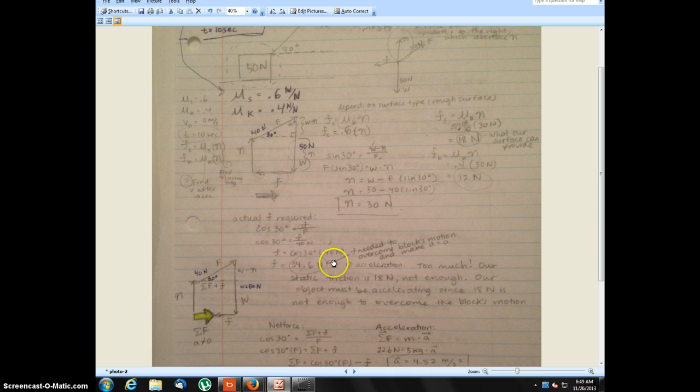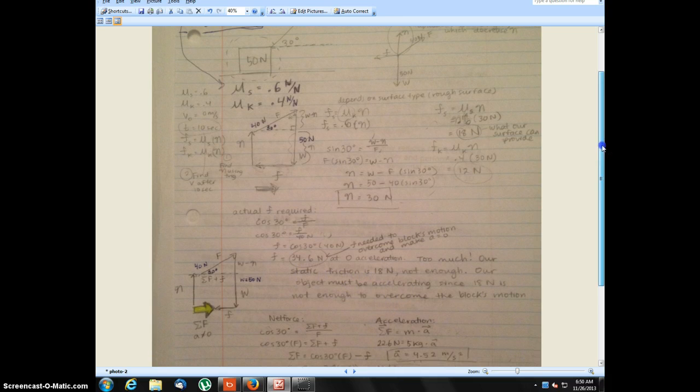That does not sound right, because if you look at our static friction, that's what our surface can provide, assuming that our acceleration is 0. 34.6 newtons is bigger than our assumed static friction. So that means that our box is actually accelerating, because friction is not enough to overcome our block's motion using what we calculated here.